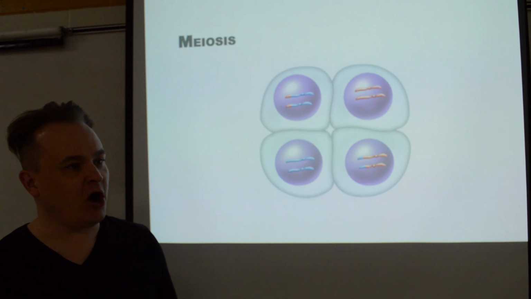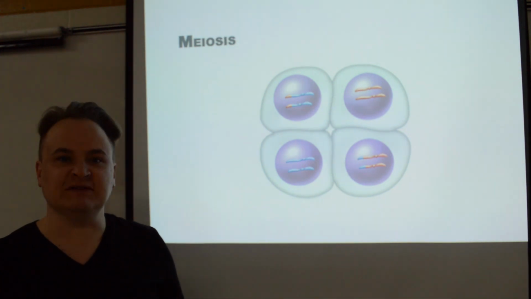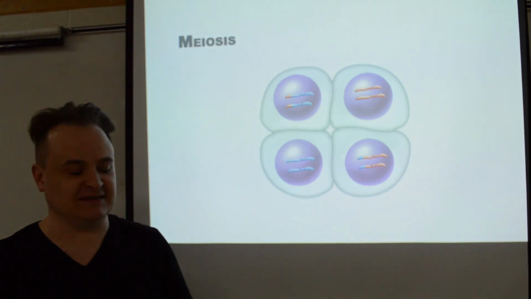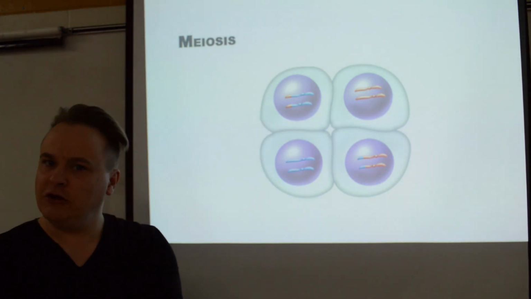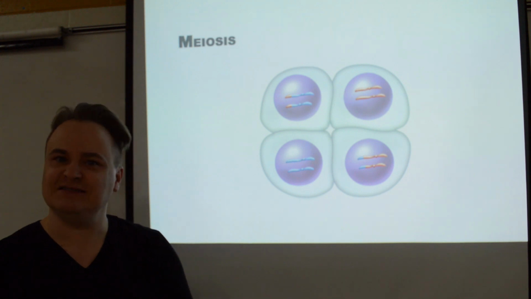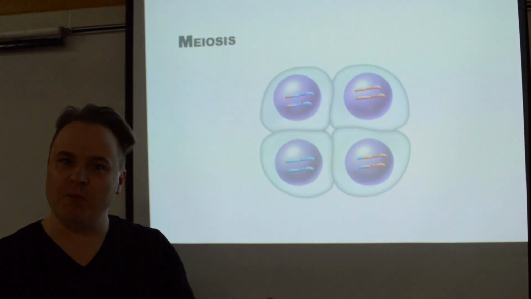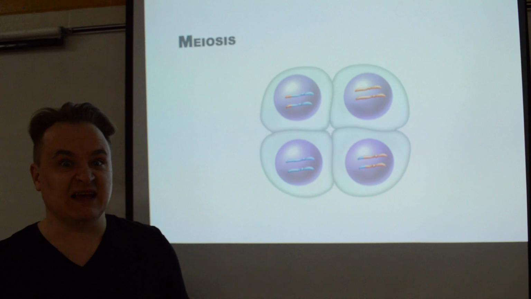Every other cell in our body, we use mitosis to make. You got to grow hair, use mitosis. You got to grow bones, use mitosis. You got to cut and you got to heal, use mitosis. You need more blood cells, use mitosis. But if you're making sperm or egg cells, you use meiosis.